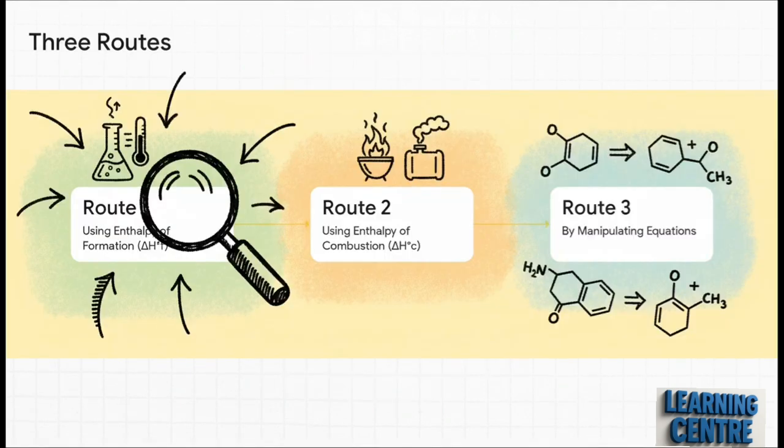So, how do we actually put this to work? Well, there are basically 3 main ways to use Hess's law. We can use standard data for formation or combustion, which is what we'll do, or you can get a little more hands-on by flipping and combining known chemical equations. Today, we're going to focus on the most common route by far, using the enthalpy of formation.